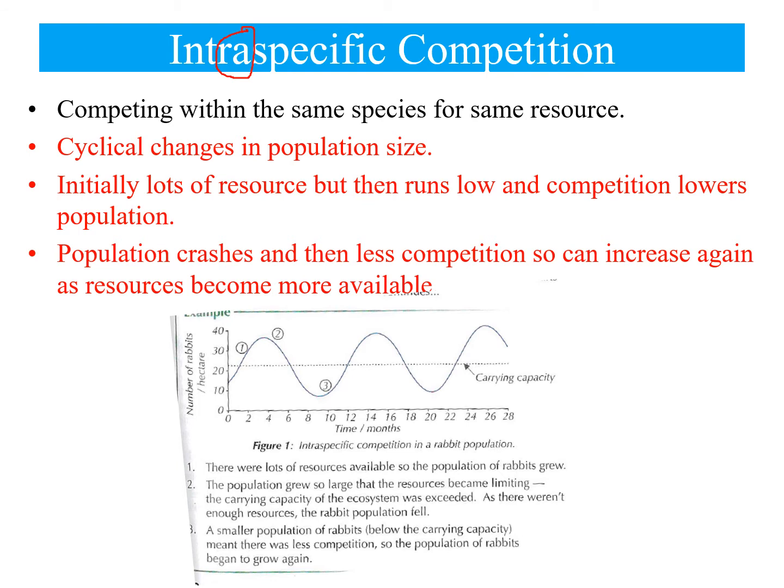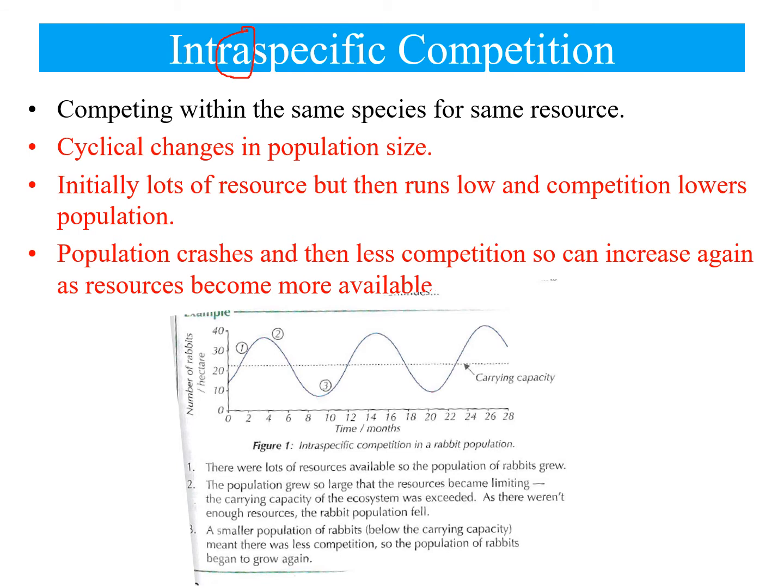What this causes is a cyclical change in population size. Let's say we were competing for food. The population will drop as the competition goes on too much because we run out of resources. But then as the population drops, there'd be less pressure on that original resource, and then the population increases. So you have this up and down cycle.